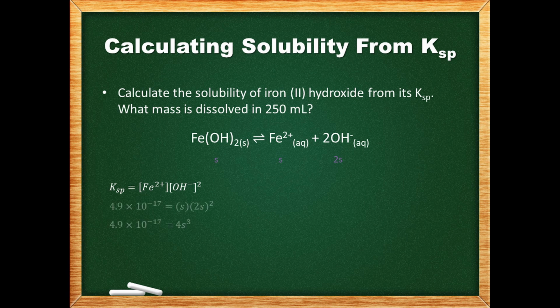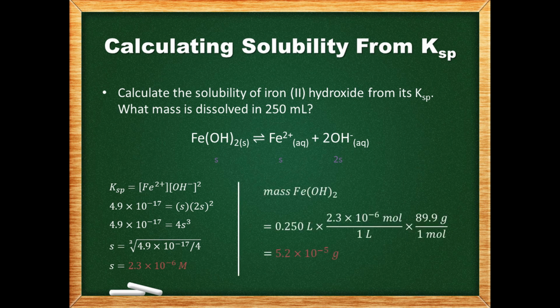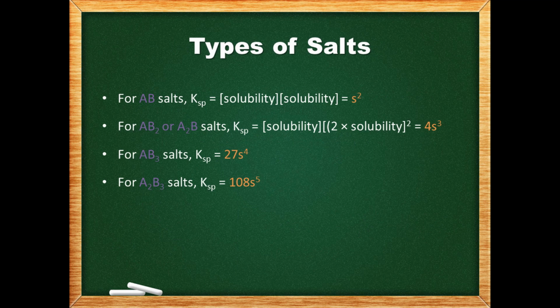We plug in the unknown concentrations of the iron(II) ions and hydroxide, and we get the KSP value off of a table if it is not given to us. We then solve for S, which is the solubility of iron(II) hydroxide. Next, we want to find the mass of iron(II) hydroxide that has been dissolved in 250 milliliters. We have a volume and molarity, so we just need to quickly calculate the molar mass of the compound to get our mass value.